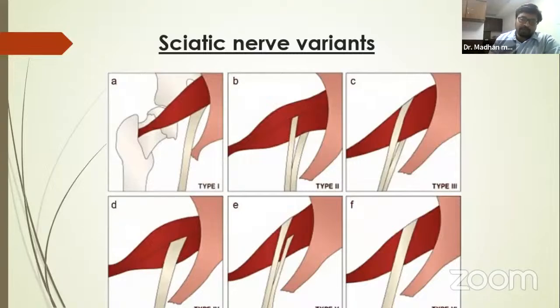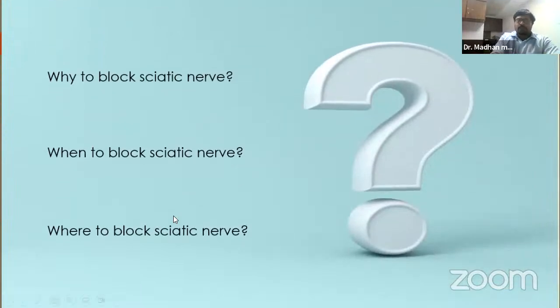So these things are to be kept in mind. But as far as clinical practice is concerned, we don't much encounter these kinds of variants. Majority of the time, you will encounter the sciatic nerve just underneath the piriformis and exiting the buttock region. So coming to the main thing: why to block the sciatic nerve, when to block the sciatic nerve, and where to block the sciatic nerve.